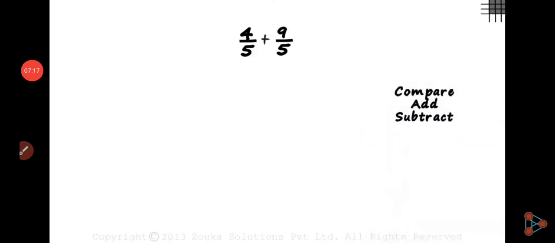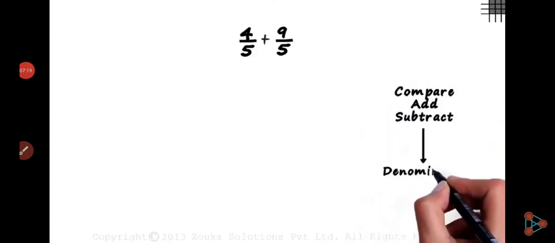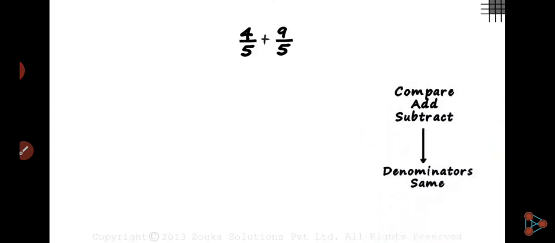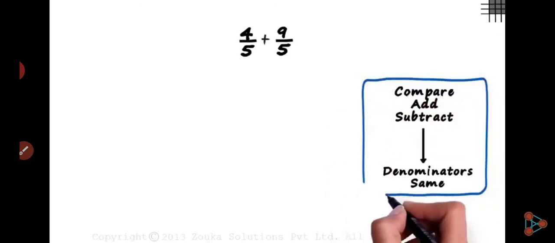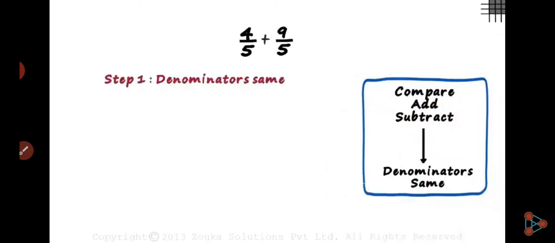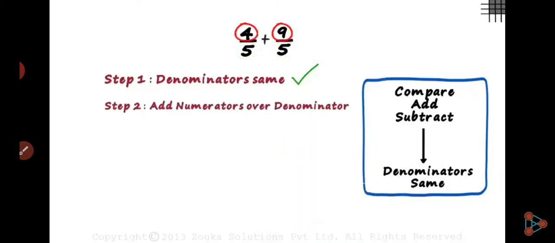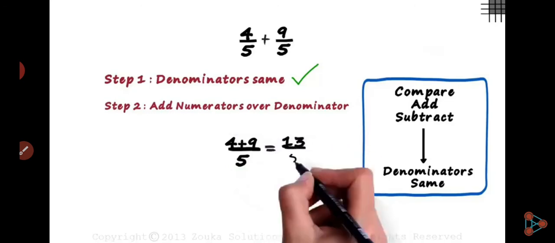So student, when we add two like fractions, then what do we do? See, compare, add and subtract. It becomes easy when the denominator is the same. So if the denominator is the same, then our first step is already done. Okay, means the denominator is the same, then add the numerators over the denominator, and your answer is 4 plus 9 is 13, 13 by 5.